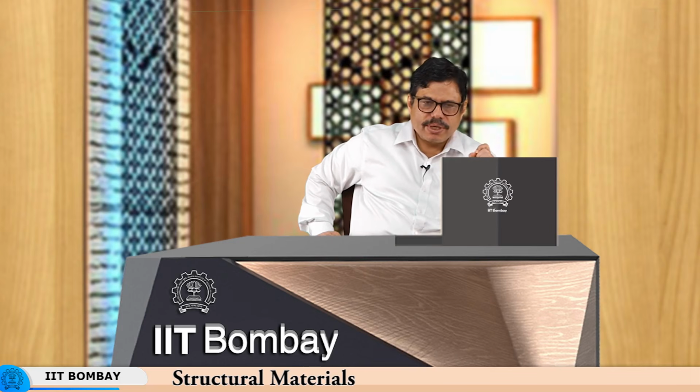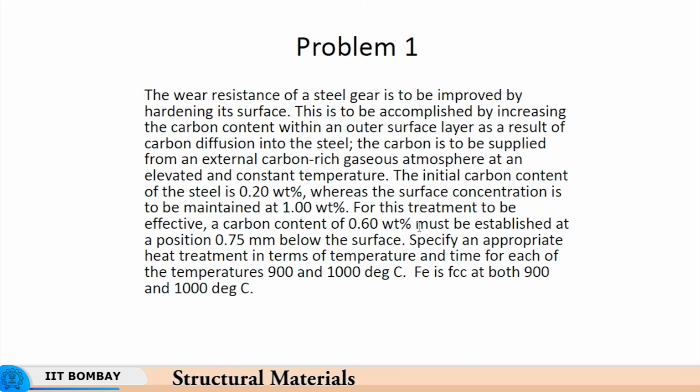So what we are being told is that at a position 0.75 millimeter below the surface, the carbon content is 0.6%. This also means that the case depth, that is the depth of the hardened layer which has 1% carbon, is less than 0.75 mm thick, which means that the thickness of the hardened layer with 1% carbon is very, very small. It is of the order of a fraction of a millimeter, maybe half a millimeter or even less. So with this we will now go to solve the problem.